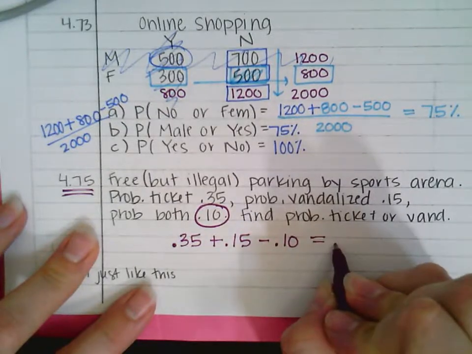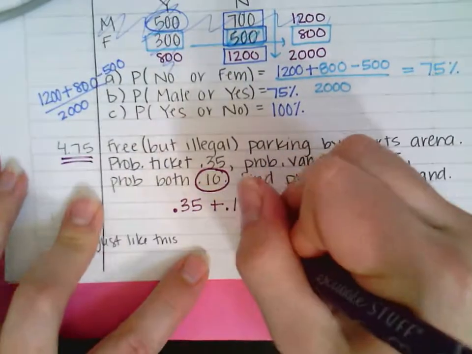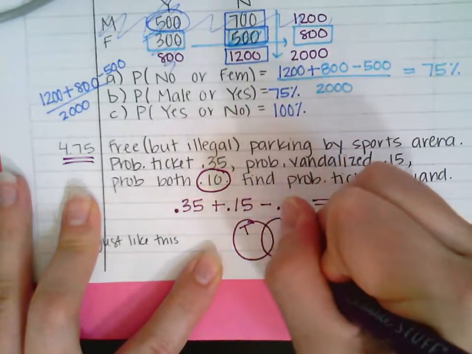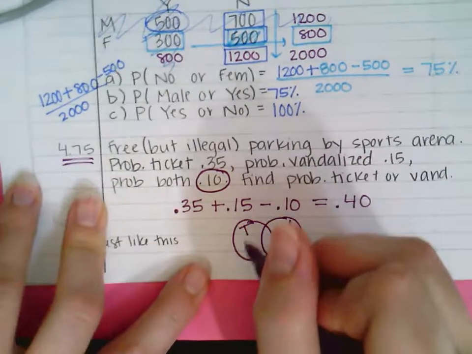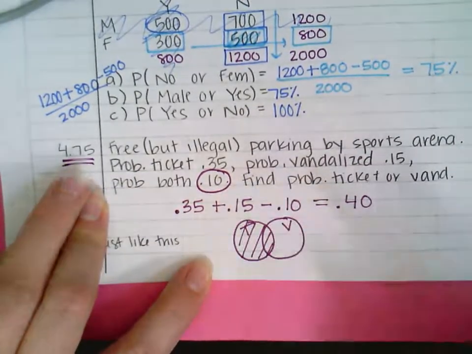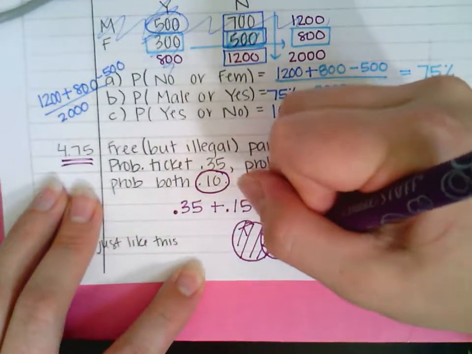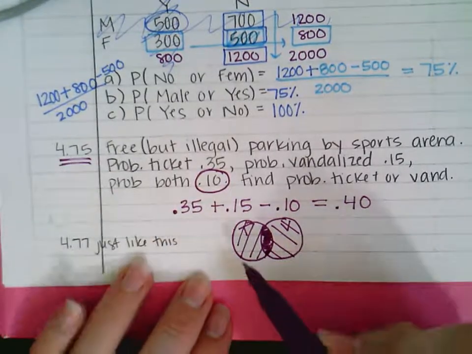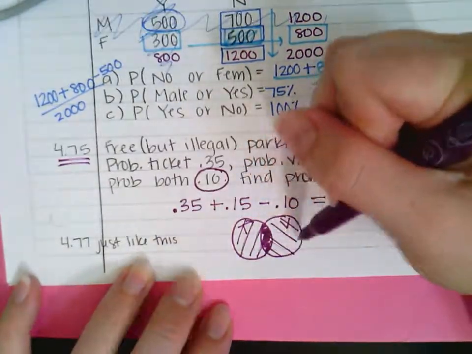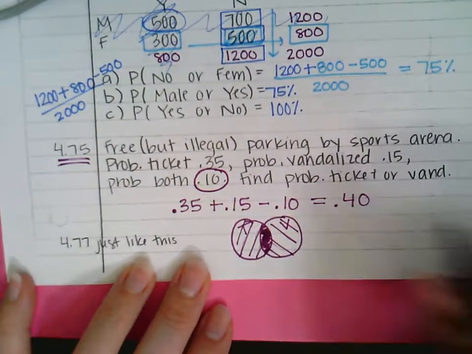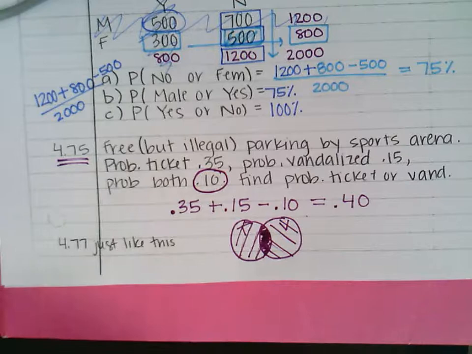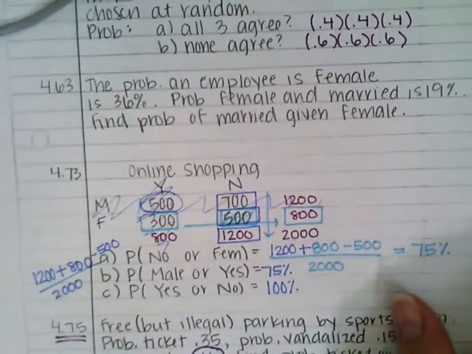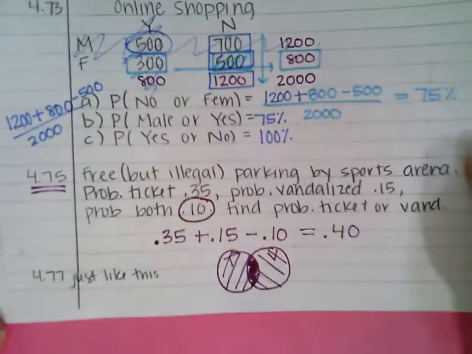There's a visual that I like to use with this, a Venn diagram. So this is probability of ticket. This is probability of vandalize. 35% is this whole circle. 15% is this whole circle. And 10% lives in here. So if you add 35 and 15, you counted that middle part twice. So you need to subtract it out just once in order to get that 40%. Okay, and those are the review questions for chapter 4.